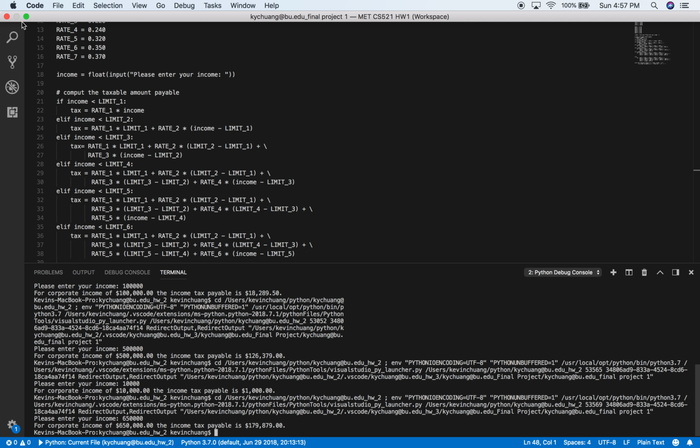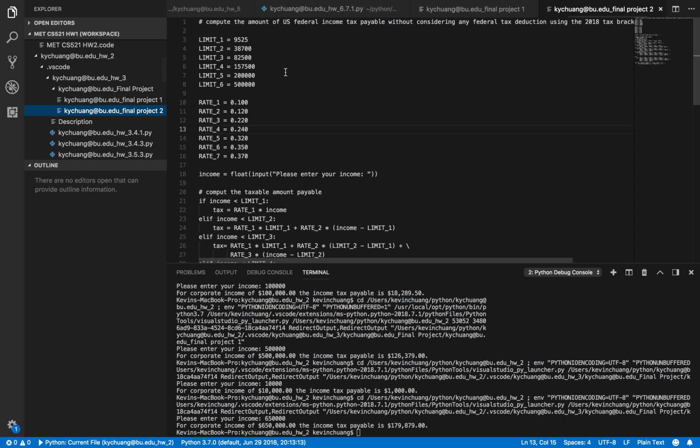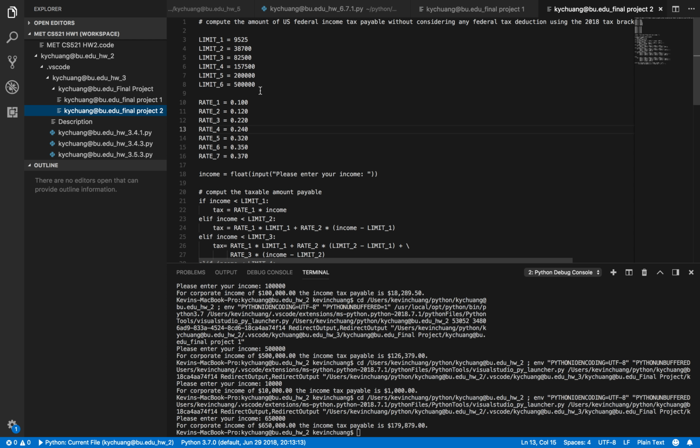I also wrote this code for individuals, and essentially I used the exact same formulas, only I changed the limits to reflect individual taxpayers rather than married filing jointly. The reason I did this with the limits is it's much easier to change the rate and the limits as the tax code changes.